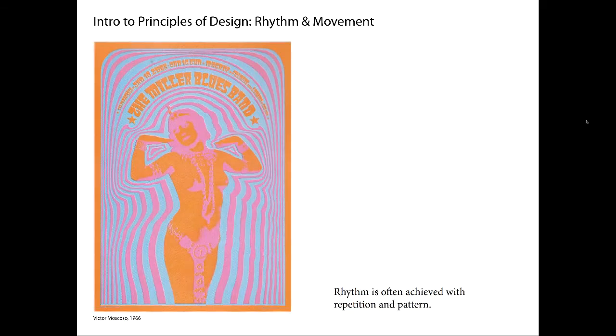And repetition and pattern. A lot of principles of design systems have repetition and pattern as a separate principle. I think repetition and pattern belongs with rhythm and movement. So there's lots of motion in this poster from 1966 here, and it's achieved by repeated lines and repeated shapes.